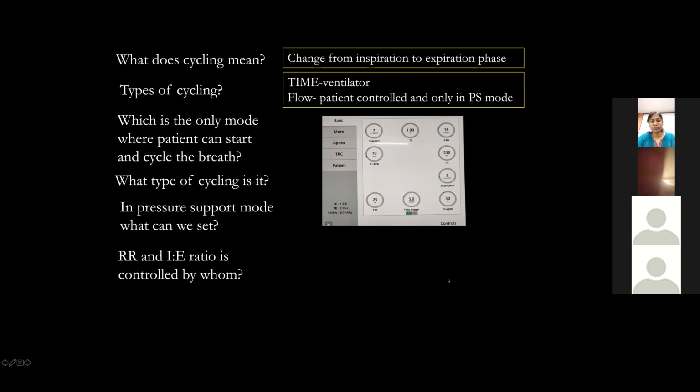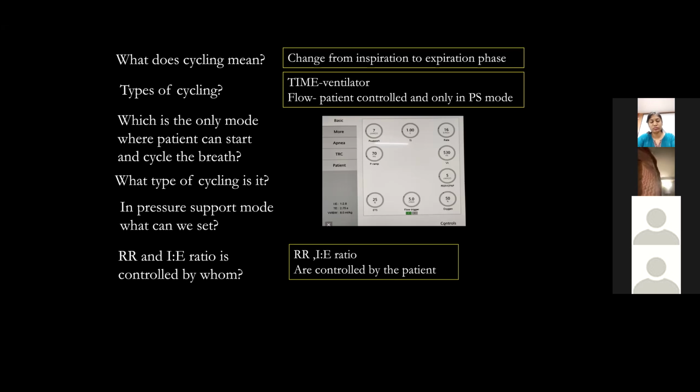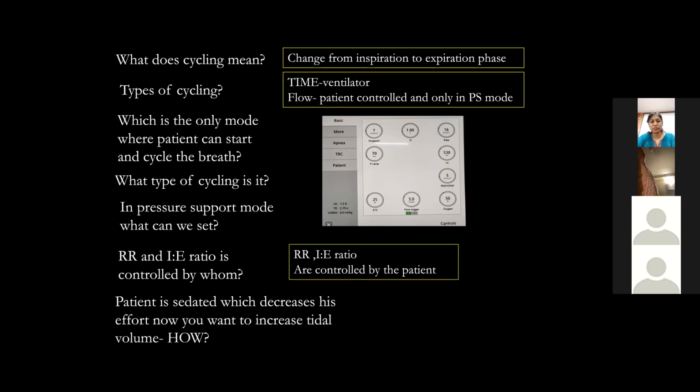Respiratory rate and IE ratio are controlled by whom? Ventilator or the patient? By the patient. If the patient is sedated, which decreases his effort. Now, if you want to increase tidal volume, what do you change? Tinson, in pressure support mode, suddenly the patient is having fever, a little restless, you give him a sedation. Tidal volume was 500, it has become 400 now. What do you change? Pressure support is 8.